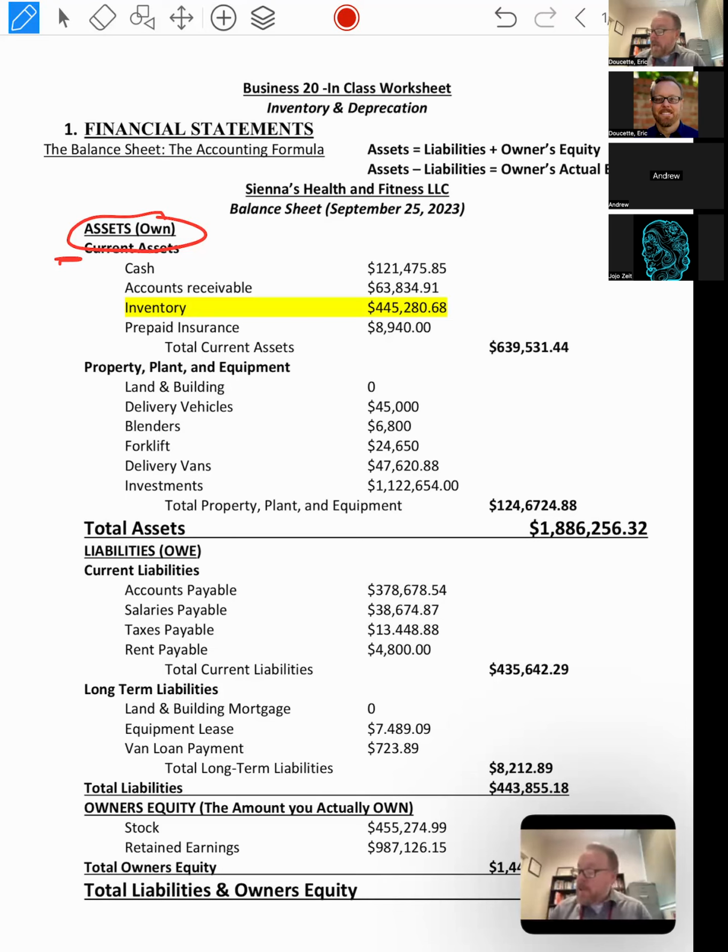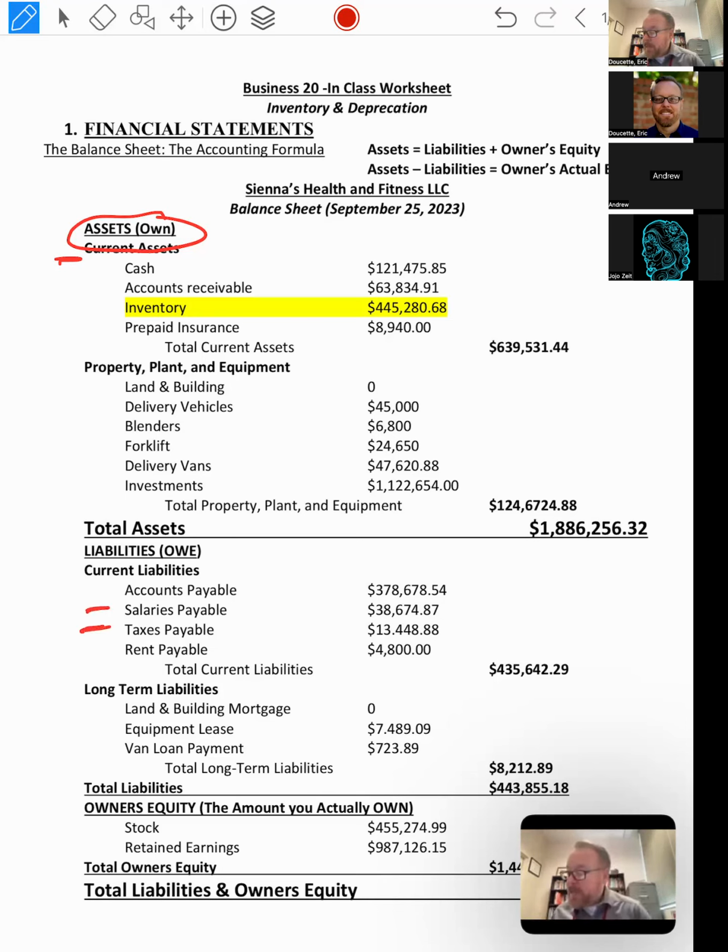So they have total assets of $1.886 million. That's their total value of everything they own as a company, everything from cash to all their physical goods that they own. And then they have their liabilities. If you notice, it's everything they owe. So they owe accounts payable. That's what you owe other people that you've bought on an account. They have salaries payable. That's what you owe your employees for the work that they've already done.